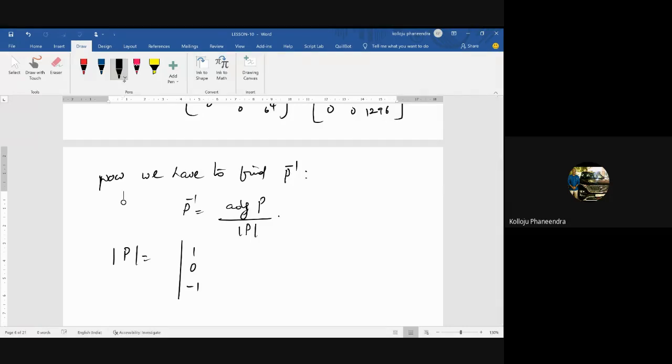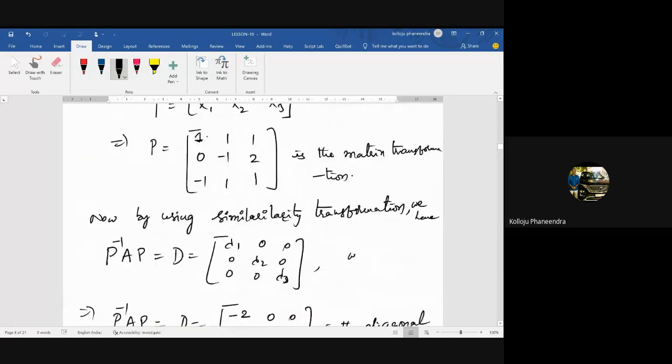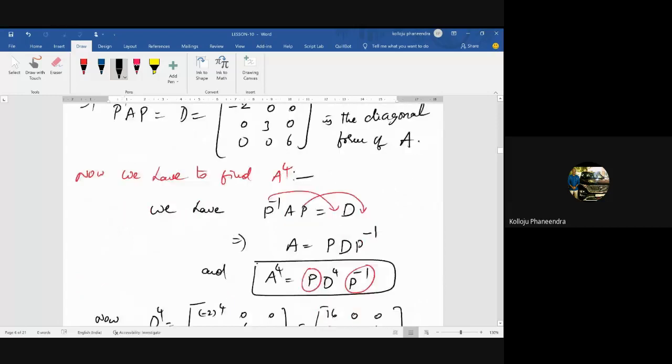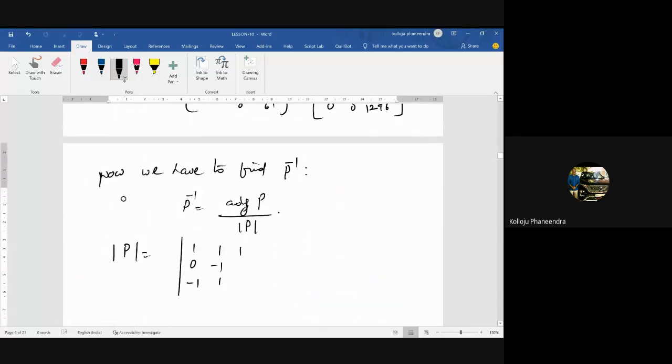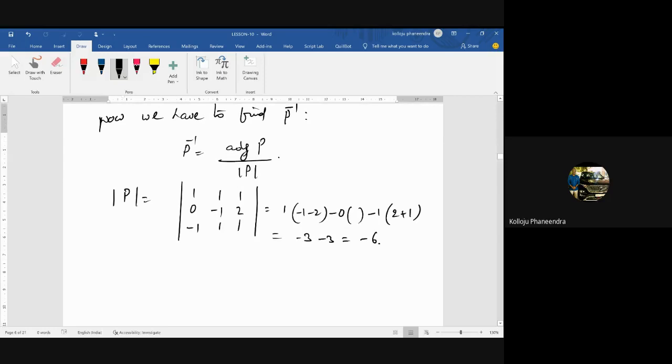The matrix P is 1, 0, minus 1; 1, minus 1, 1; 1, 2, 1. What is the determinant now? This determinant value: 1 into minus 1 minus 2, and next to this, I'm expanding by the row, 0 into something. Next, minus 1 into 2 plus 1. This is minus 3, and this is minus 3, minus 6. The determinant is minus 6. Any corrections right now? Okay, next one, adjoint P.